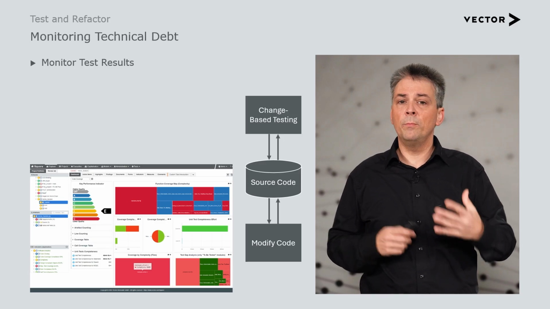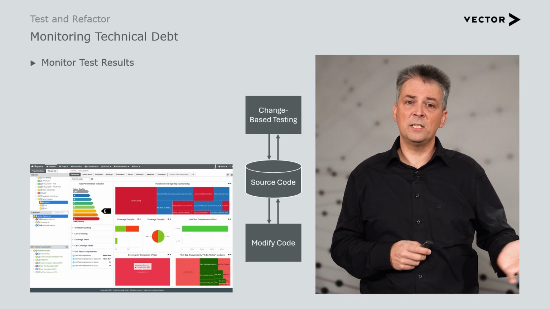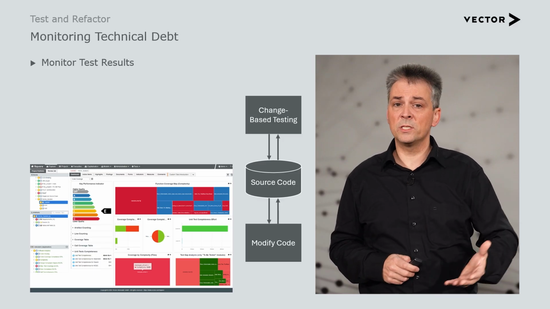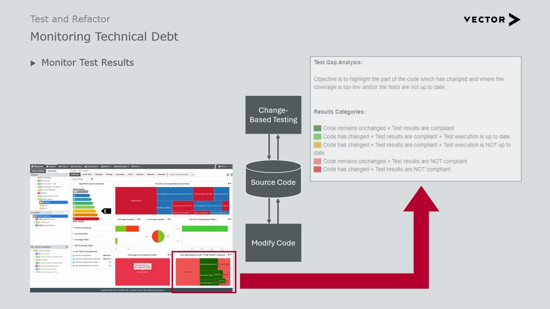And there are also metrics and measures in the data intelligence solution that can help us in doing so. For example, the test gap analysis. This will help us to identify the relation between code and test results. And it will show us, for example, if the code has changed but the test results are not compliant, this will be highlighted in this test gap analysis. So this helps us to identify areas where we had unintended changes, for example.